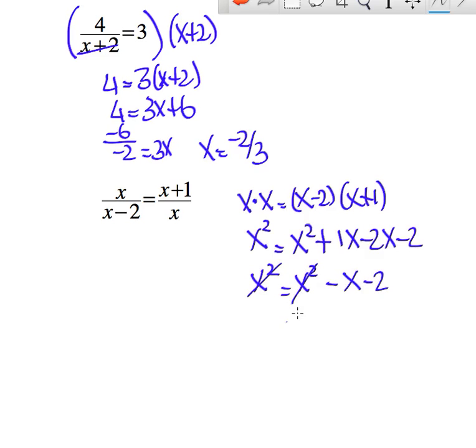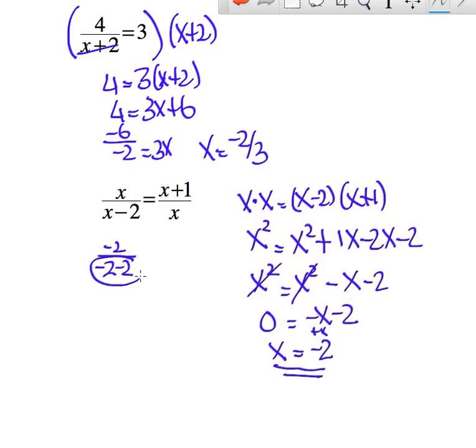Well, these cancel each other out. That does leave a 0. Move the x across by adding, so you get x equals a negative 2. Especially on fractions, and I should have done that here as well, you do need to check to make sure that this answer works. So if you plug in a negative 2, you get a negative 2, negative 2 minus 2. What we're really concerned about is what happens over here. Okay, that ends up being a negative 2 over negative 4, which is okay. And the same thing happens over here.